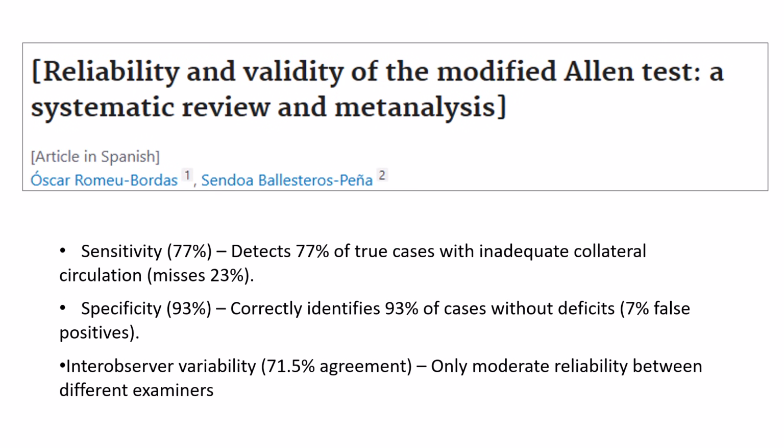However, studies have shown that the Allen test has limited diagnostic validity, with a sensitivity of 77% and specificity of 93%. It fails to predict ischemic hand events after arterial puncture and has only 71.5% inter-observer agreement. Therefore, it is not a reliable screening tool for assessing collateral circulation or predicting hand ischemia.